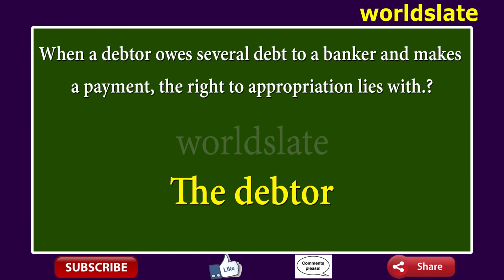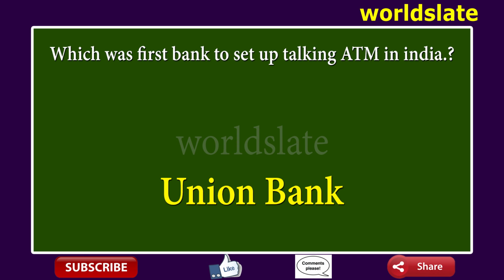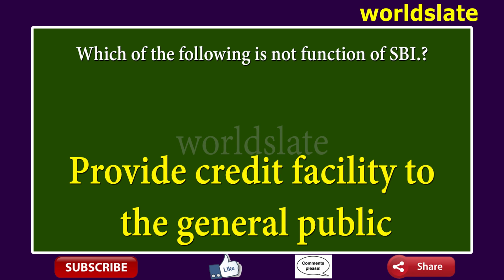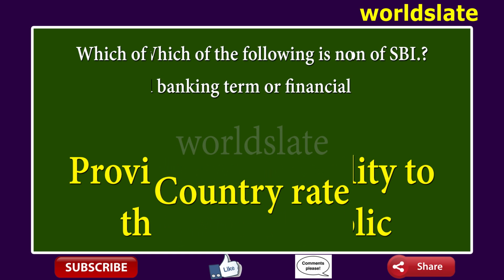Question: When a debtor owes several debts to a banker and makes a payment, the right to appropriation lies with? Answer: The debtor. Question: Which was the first bank to set up a talking ATM in India? Answer: Union Bank. Question: Which of the following is not a function of SBI? Answer: Provide credit facility to the general public.